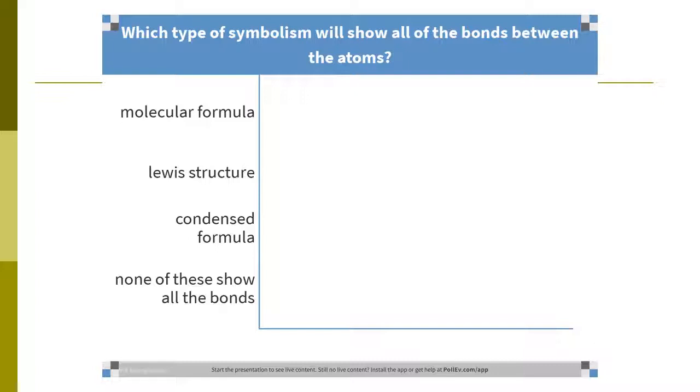The last one is a condensed formula. Condensed is when you will show the carbon, say, but you would say that on that carbon there's 3 hydrogens, but you don't show each of the hydrogens or the bond for each of the hydrogens. So it gives you the idea of the general shape, but you have to understand that the hydrogens are surrounding each of those carbons. So correct answer for this particular problem, Lewis structure.